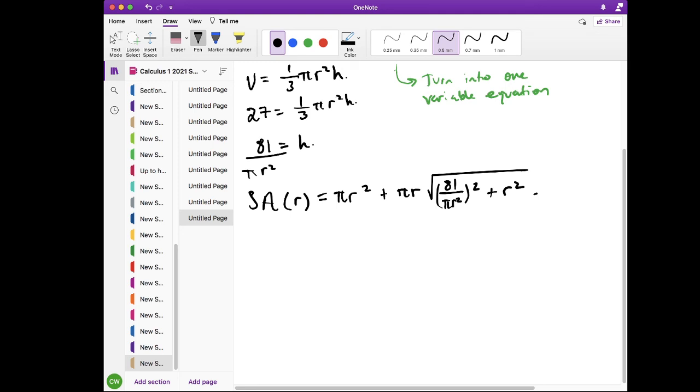Okay, so we have to take the derivative of this. Actually, let's do a little trick. Actually, no. I was trying to get rid of the radical, but I don't think anything nice would work. Okay, so let's take the derivative. So we have 2 pi r. And how do I take the derivative of this expression here?